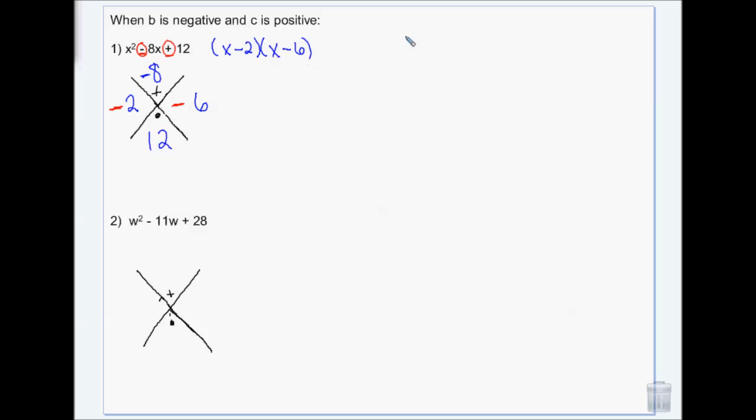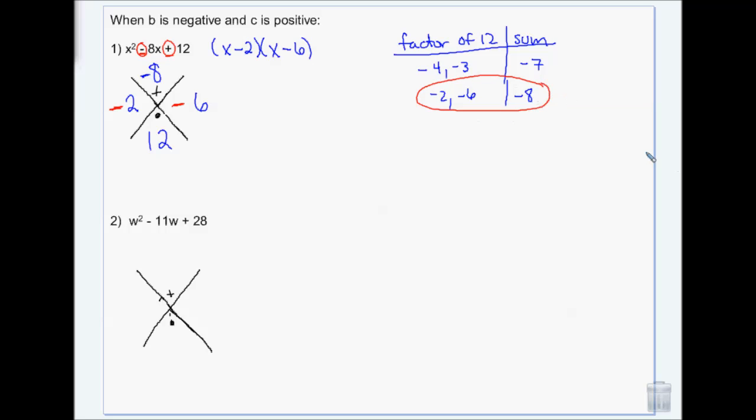And again, if you have a hard time with the big giant X, you could do factors of 12 and then the sum. Because these are negative positive, I want my factors to be negative, so I could say negative 4 and negative 3. Well, that would have given me negative 7. Negative 2, negative 6 will give me negative 8.